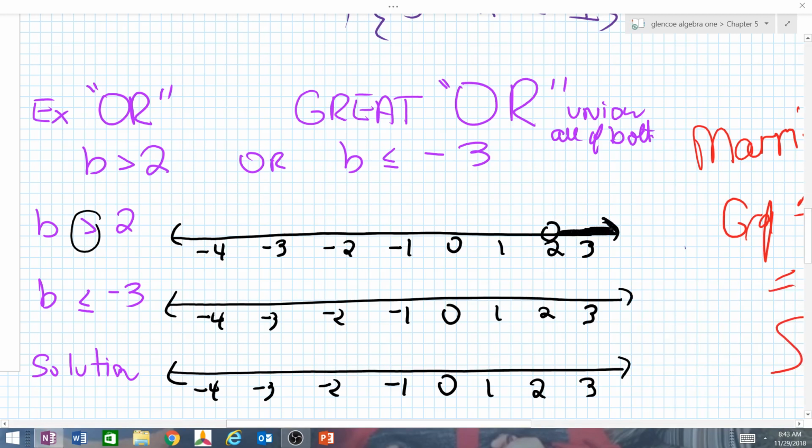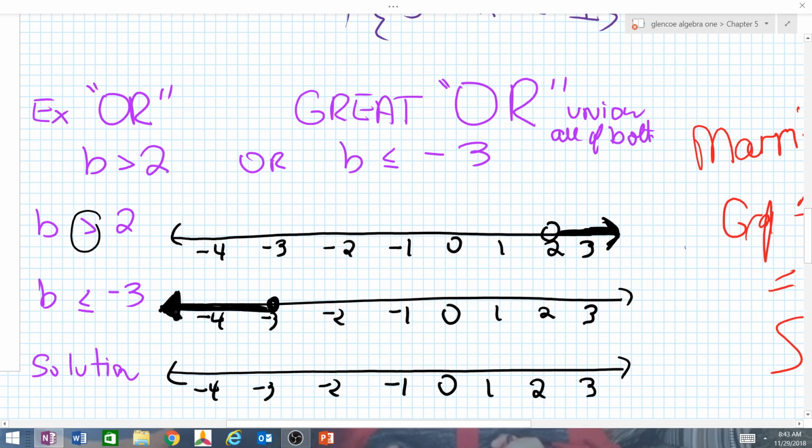Okay, my second graph is b is less than or equal to -3. What am I going to do there? Open or closed circle on -3, class? Which way am I going, left or right? Left.